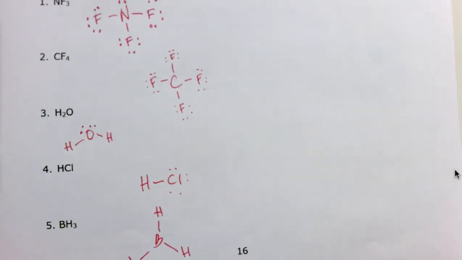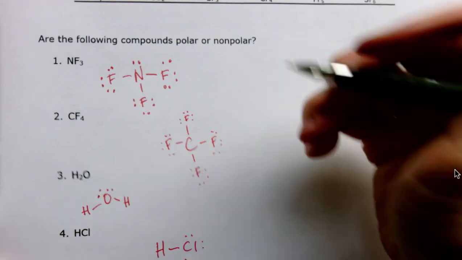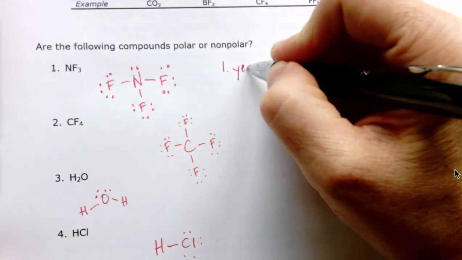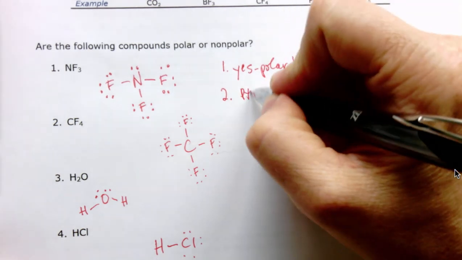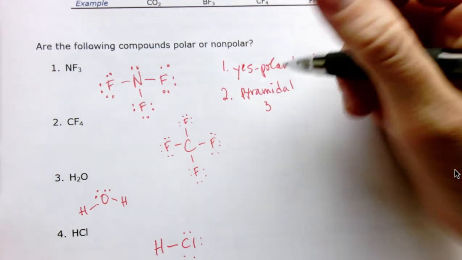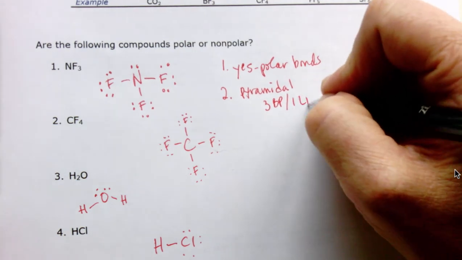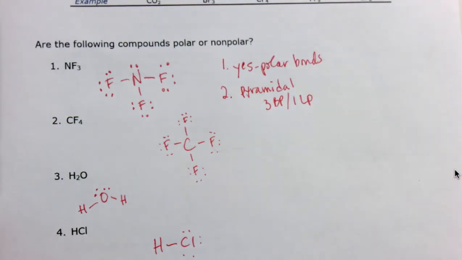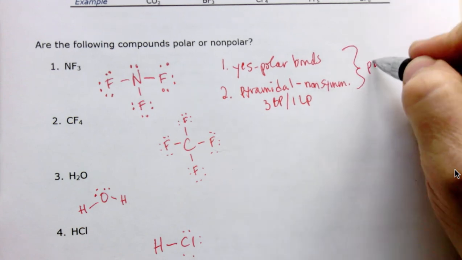Okay, so I've gone ahead and drawn the Lewis structures for these molecules. So I'm going to go over each one and tell you whether it's polar or nonpolar. So the first question, for NF3, you have polar bonds. Yes. This is pyramidal because it has 3 bonding pairs or bonded atoms, 1 lone pair. So that's pyramidal. That's not one of your symmetrical ones on the table above, so it's not symmetrical. So because it's non-symmetrical, that makes this one polar.